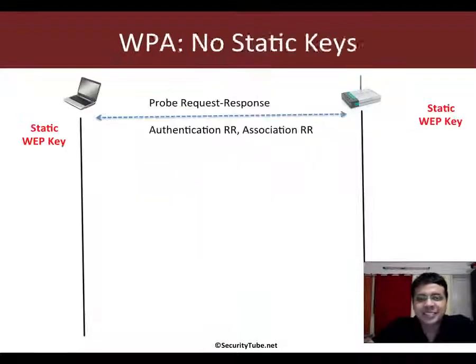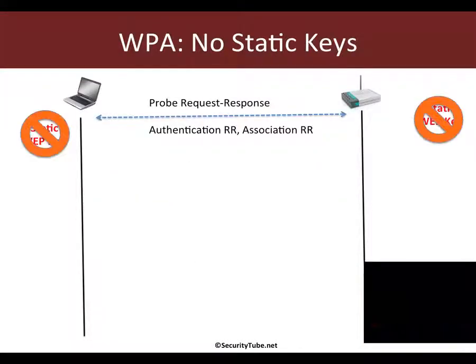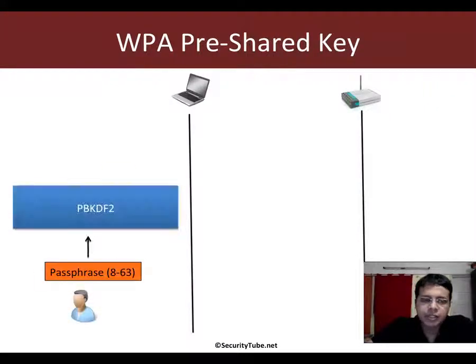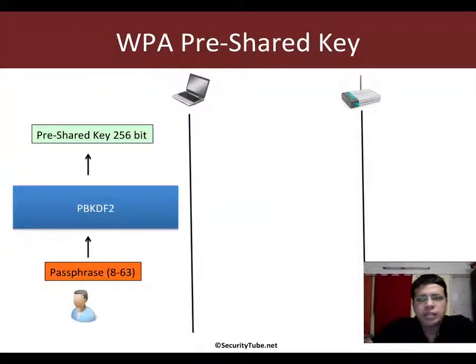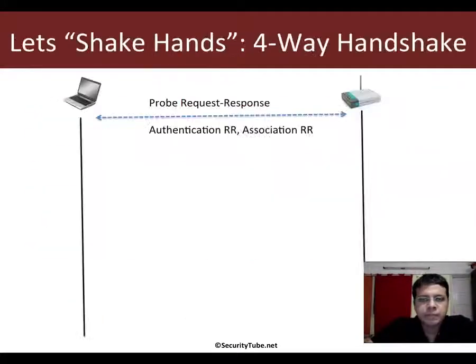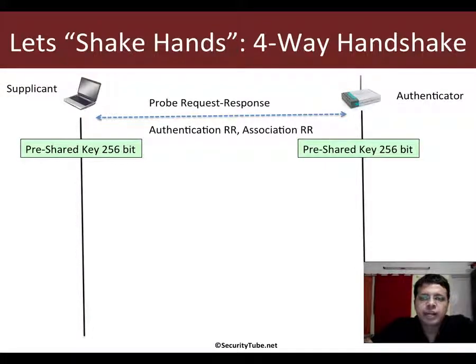So let's do a very quick recapitulation of what we've learned till now, because I can assure you this is not a very easy topic. So very quickly, we wanted to generate dynamic keys. The user entered a passphrase. We sent that through a hashing function that created the pre-shared key. The same key was derived by the access point. And from there on, basically, both of them have the same PSK, 256 bit.